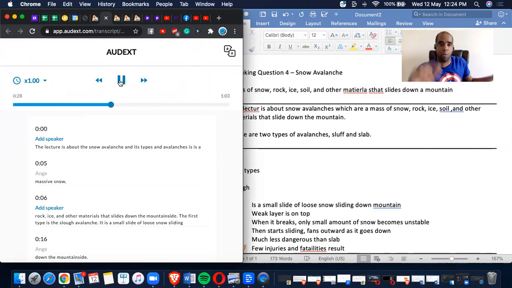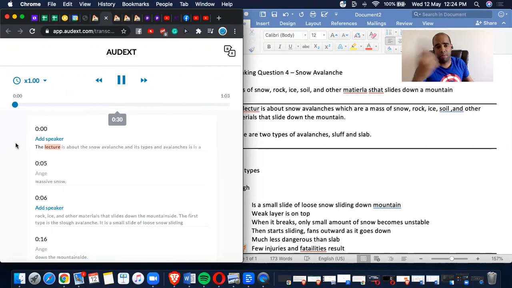okay, here we go. Dangerous and can cause fewer fatalities. The lecture is about the snow avalanche and its types. An avalanche is a mass of snow, rock, ice, and other materials that slides down the mountainside. The first type is the slough avalanche. It is excellent. Okay, that was a good, that's exactly almost identically to what I had said.